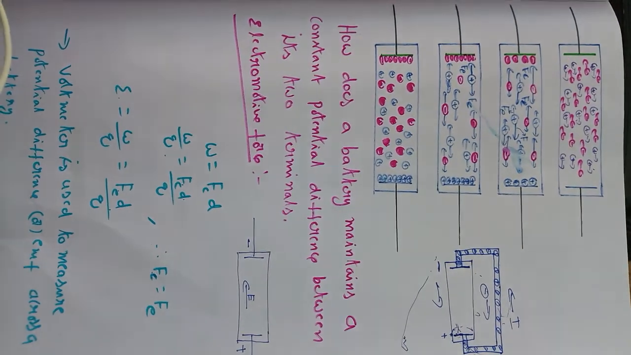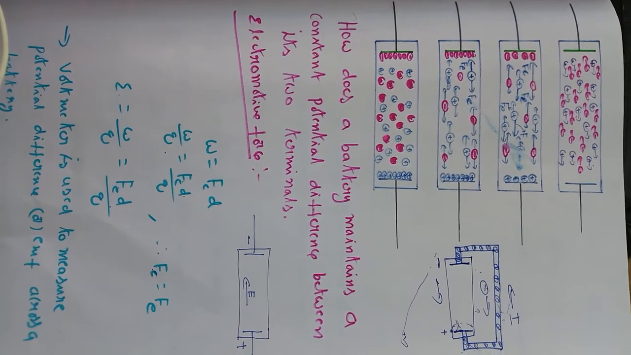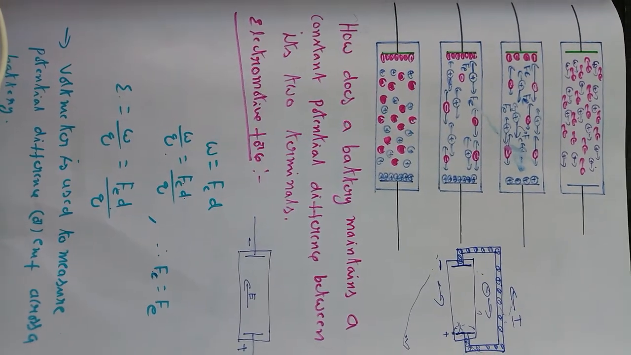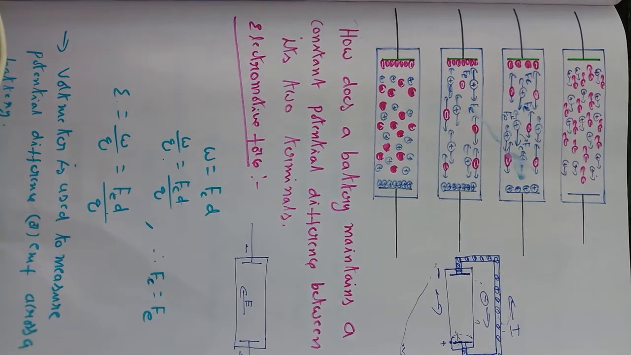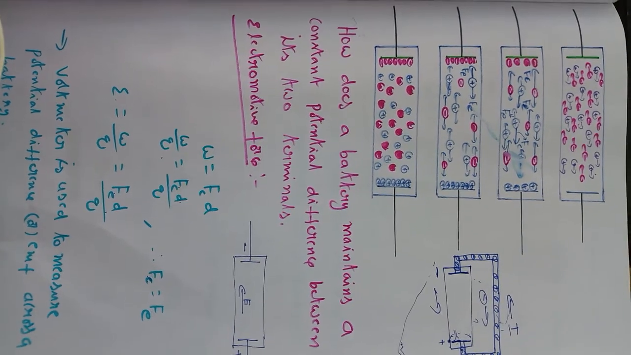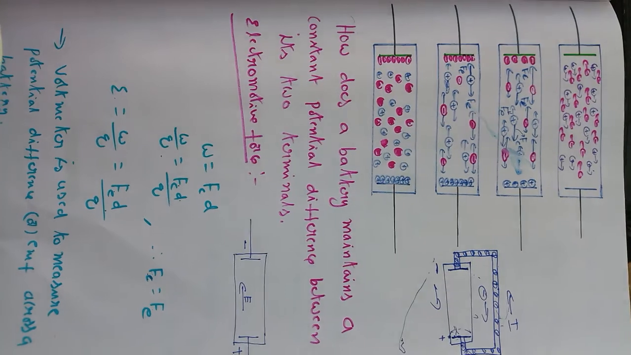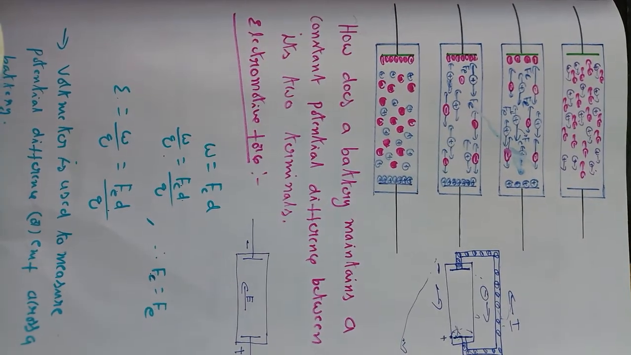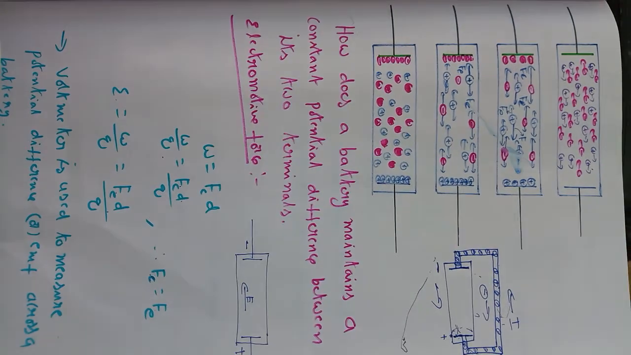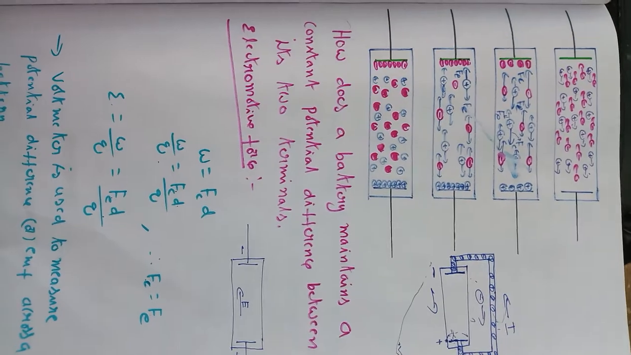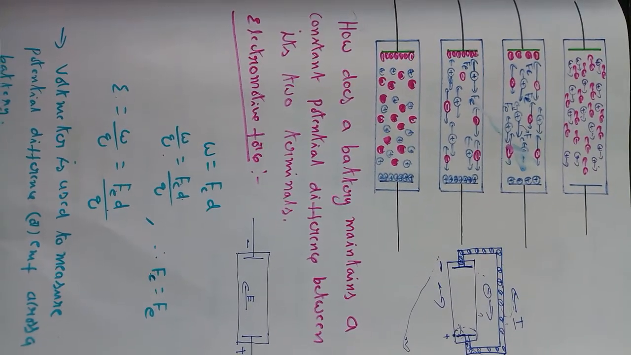So here the flow of current in a conductor is continuous, because a battery maintains a constant potential difference between its two terminals. Because of that, current flows continuously along the conductor whose ends are connected to the terminals of a battery. Now let's see how a battery maintains a constant potential difference between its two terminals.